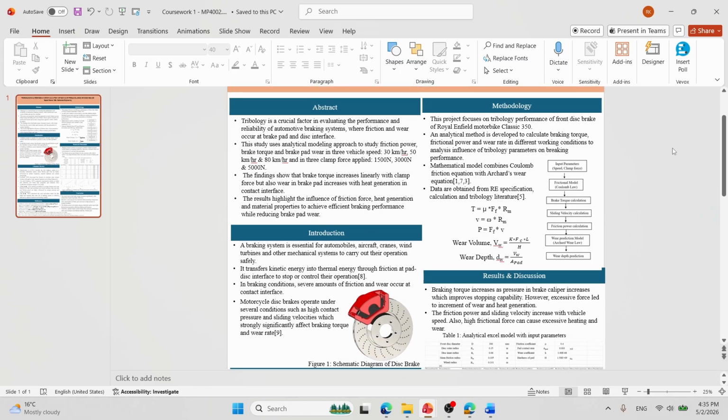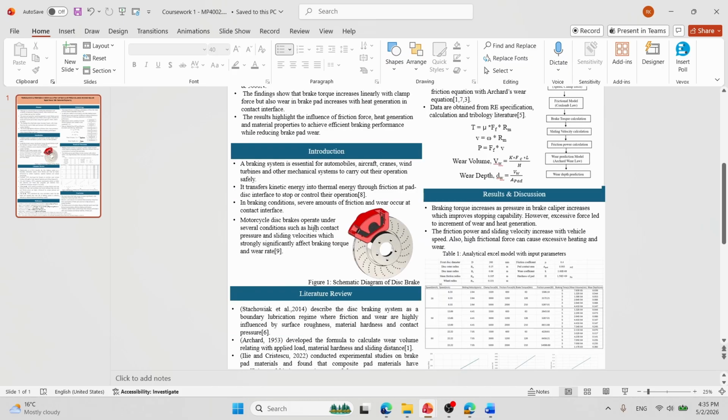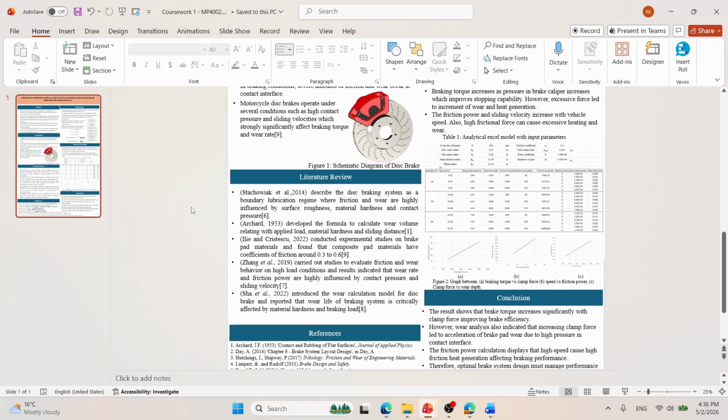Okay, so for the introduction I inserted this diagram of the disk from my own design. So what is the function of the brake disk? It converts kinetic energy through friction, to stop the vehicle, into thermal energy. I got to know that high contact pressure and sliding velocity strongly affect the braking torque. And from the different literature, I got to know that bond material, roughness, material hardness, and contact pressure vary the friction and wear in the material.